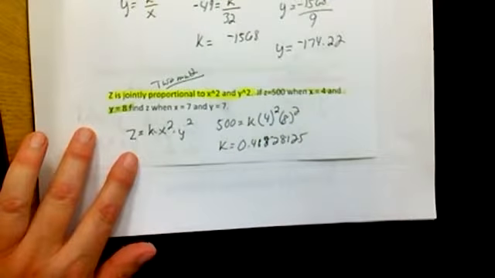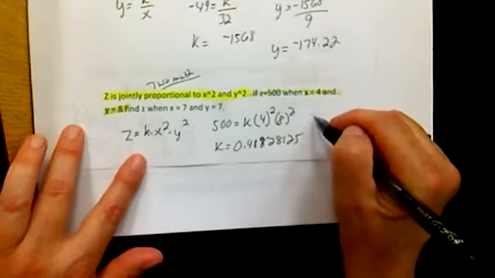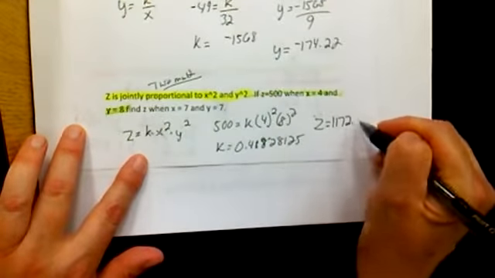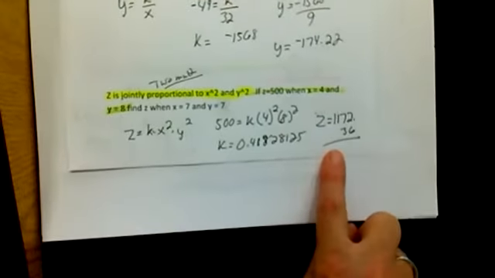So that number times 7 squared times 7 squared. And my final answer for my new value of z is going to be 1172.36. So that would be my finished answer for that one. Okay, so does that make sense? Hopefully. And so you want to watch those things and see what happens with them.